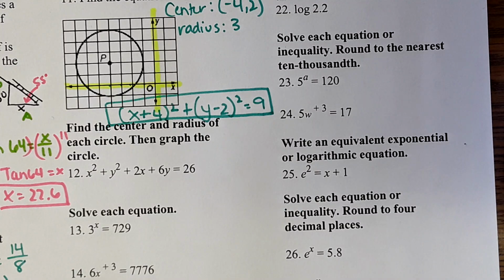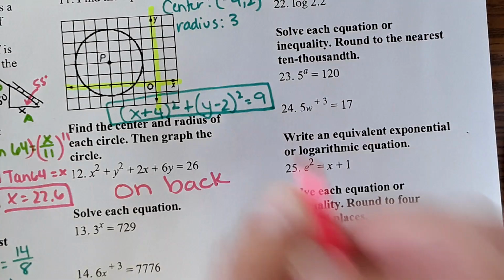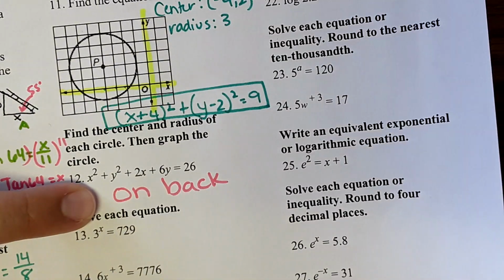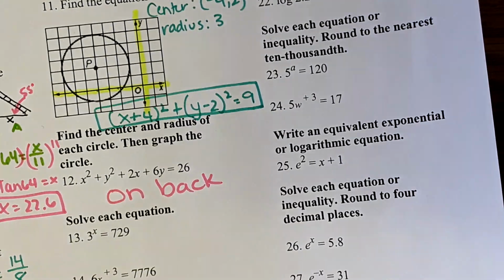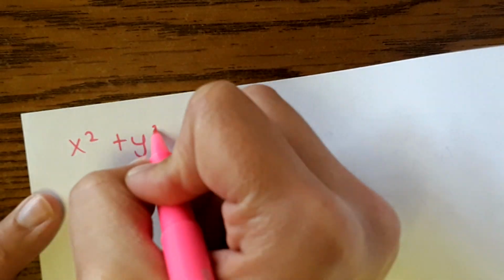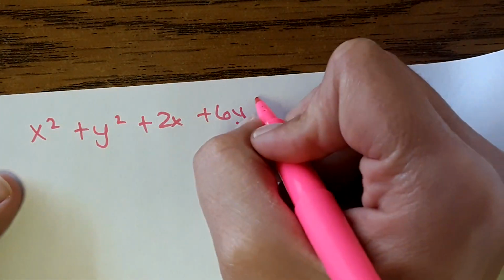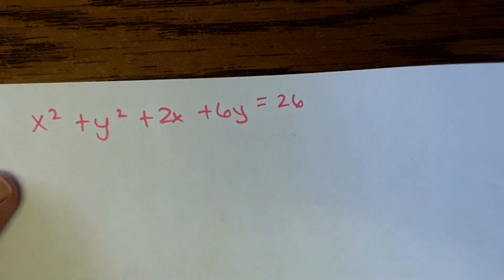The next one is a little bit more challenging. We're going to actually do this on the back. It just takes more steps. So just turn your paper over and we're going to solve this on the back where we have more space. So the problem is x squared plus y squared plus 2x plus 6y equals 26.